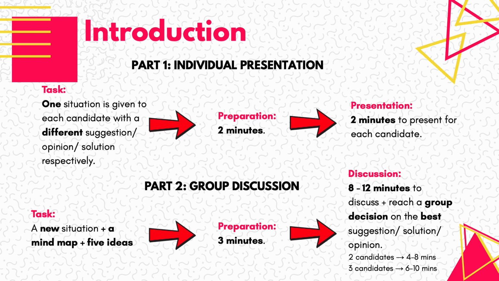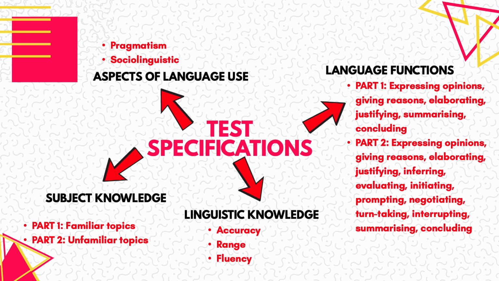For Part 2, you are given 3 minutes to prepare. After that, the group will discuss the task for 8 to 12 minutes. If there are only 2 candidates, the discussion lasts 4 to 8 minutes. If there are 3 candidates, the discussion lasts 6 to 10 minutes. In Muet speaking, Part 1 focuses on familiar topics such as family, education, or daily life. In contrast, Part 2 often involves unfamiliar topics which require deeper thinking, evaluation, and interaction.